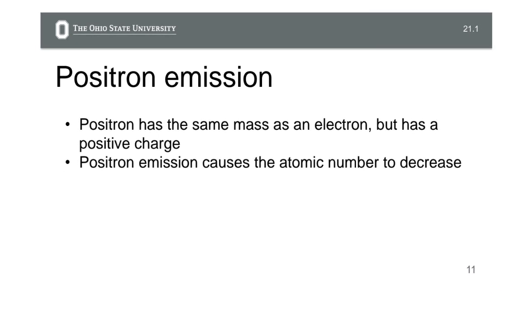Next up then is positron emission. So what is a positron? A positron is kind of like an electron, except that it has a positive charge. So it has the same mass as an electron, but instead of having a negative charge like an electron, it has a positive charge. We often give it the symbol beta plus, but when we're writing our decay equations, we're going to use this nuclide symbol for a positron.